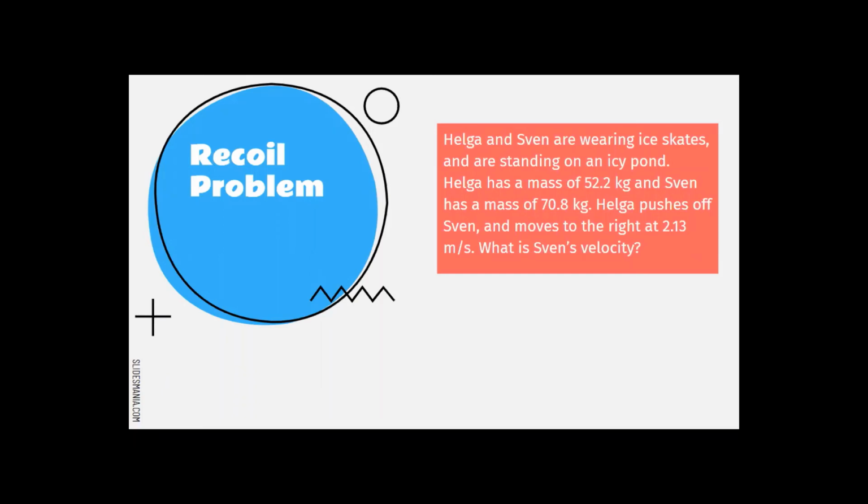What is Sven's velocity? What you want to think about is that initially they are not moving, and then they break up into two. Helga goes one way and Sven goes the other way. Now they both have different velocities, mainly because they have different masses. So let's go ahead and look at this problem.